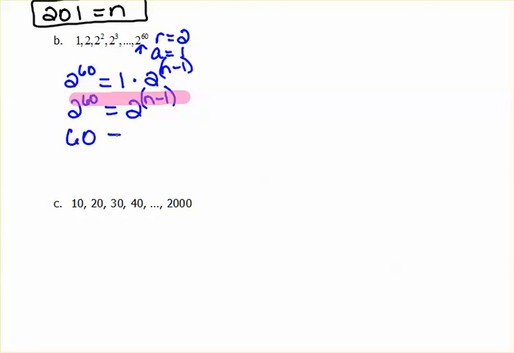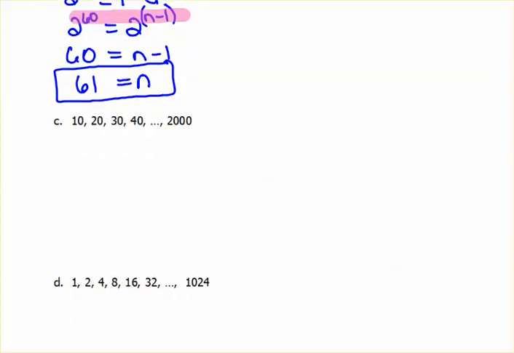That means 60 has to equal n minus 1. And then if we add 1 to both sides, we get n equals 61. So that tells us that 2 to the 60th is the 61st term in that sequence. All right, what about the next one?